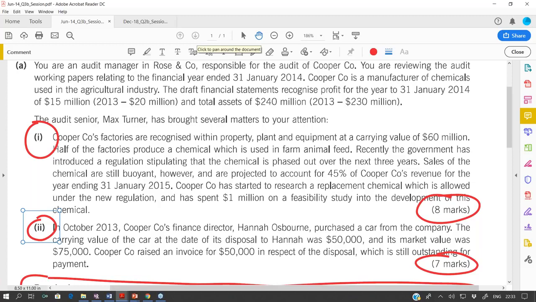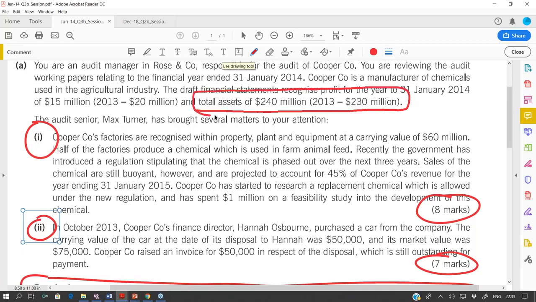So my factories make the chemical, right? So should I review my factory's recoverable amount? Half the factories? Should I review my factories for impairment? Right? So can you see an accounting treatment coming from the government regulation? The government regulation is becoming an indicator of impairment. And how much of the factories are affected? Only half the factories.